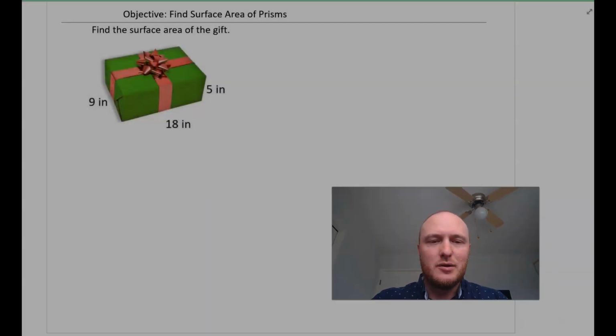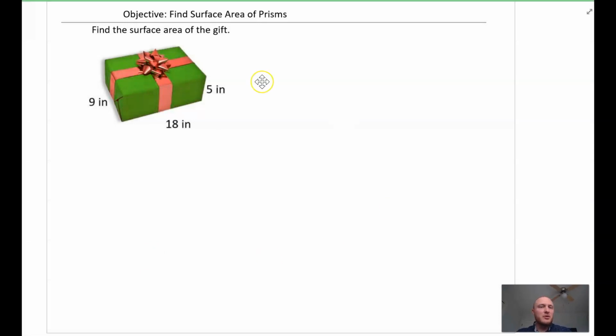Otherwise, let's get rolling. All right, so here we are asked to find the surface area of the gift. And again, what type of object are we working with? Well, I see rectangular sides here, so I know that this is a prism. Now, what type of prism depends again upon the base. And again, the base, the top and the bottom are going to be the same here, and it is a rectangular prism.